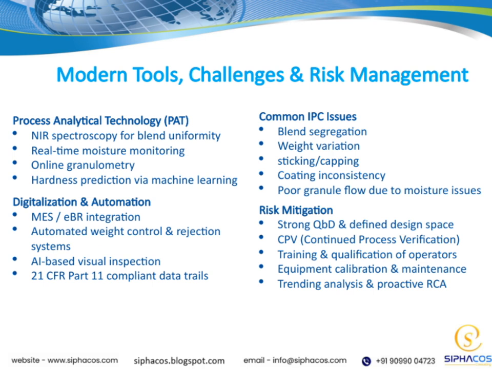To mitigate these risks, we rely on a strong quality by design approach and a well-defined design space, ensuring we control variability from the start. Continued process verification helps us monitor ongoing performance and catch issues early. Training and qualification of operators are crucial to maintain consistent handling, while regular equipment calibration and maintenance keep processes running smoothly. Trending analysis and proactive root cause analysis allow us to identify and address problems before they escalate.